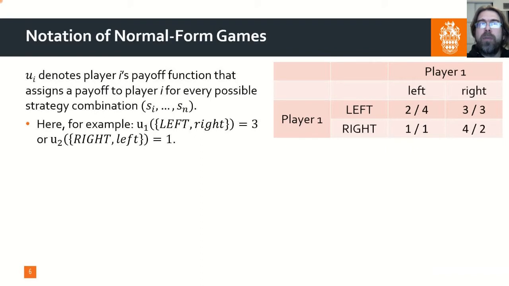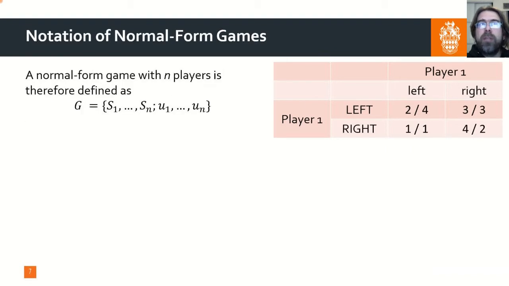So a payoff function of a player takes a strategy combination and assigns a payoff. So here, for example, the payoff function of player 1 for Left-right is 3, and the payoff function of player 2 for Right-left is 1. You can check the game on the right to confirm. So now we have everything we need to define a normal form game formally.